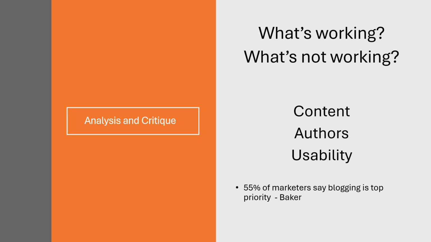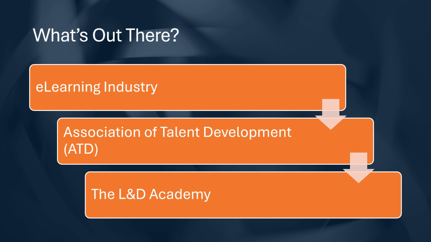Today, what we're going to look at is an analysis and critique. We're going to look at what's working, what's not working. Within those, how about the content, the authors, the usability? And Baker says 55% of marketers say that blogging is their top priority. So obviously, this is important. So we're going to take a look at what's out there.